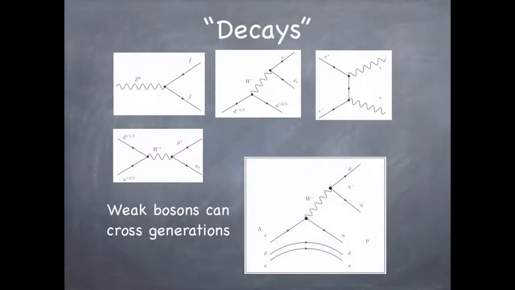Here we have a strange quark changing into an up quark, emitting a W minus, and then the W minus decays into a pi minus, a down quark and an up bar. So there's another example of something crazy that can happen, and you get the idea. I hope you get the idea.